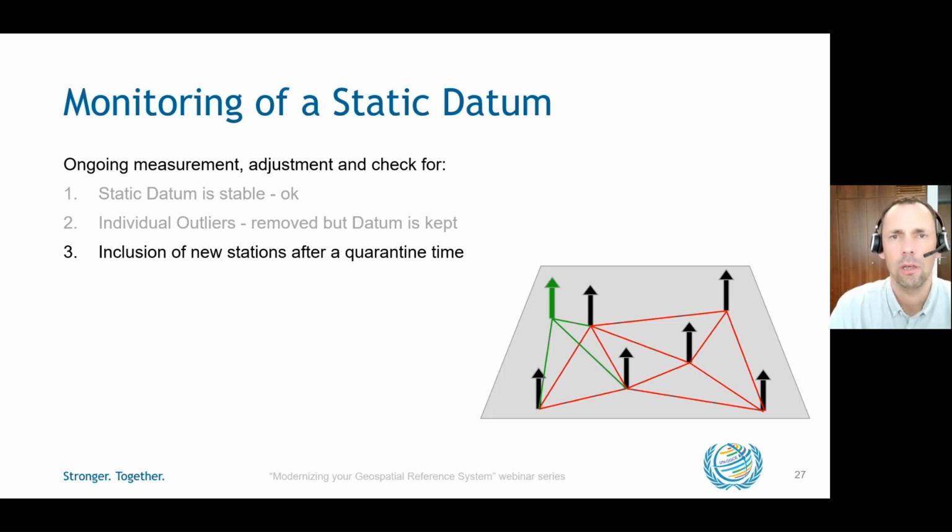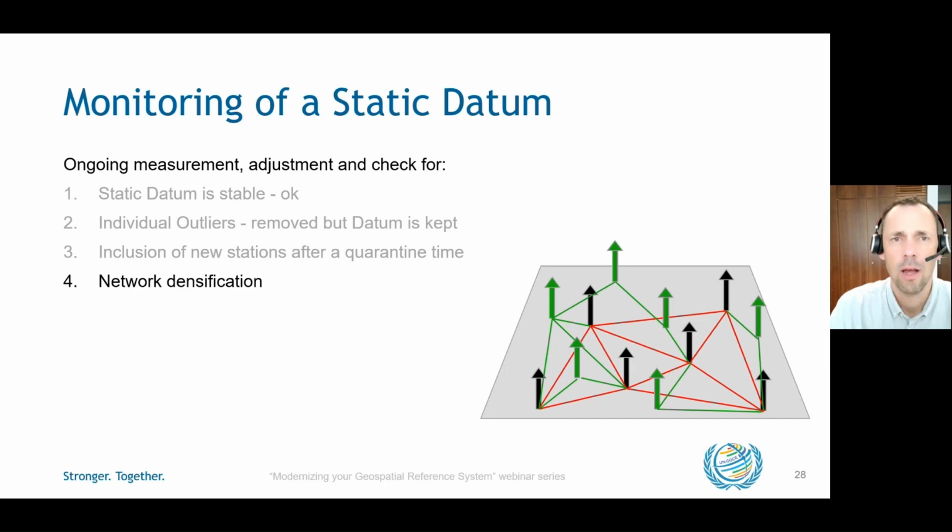In the next scenario, in green color in the figure, we include a new marker in the network. But before including it, we have to observe the new marker over some time, the so-called quarantine time. The next scenario shows a network densification. In this case, we don't just add one individual site. Imagine we introduce a new static datum and would like to include in this datum a set of already existing or new sites to densify and homogenize the network. We relate these new sites, in green in the picture, to the already existing network.